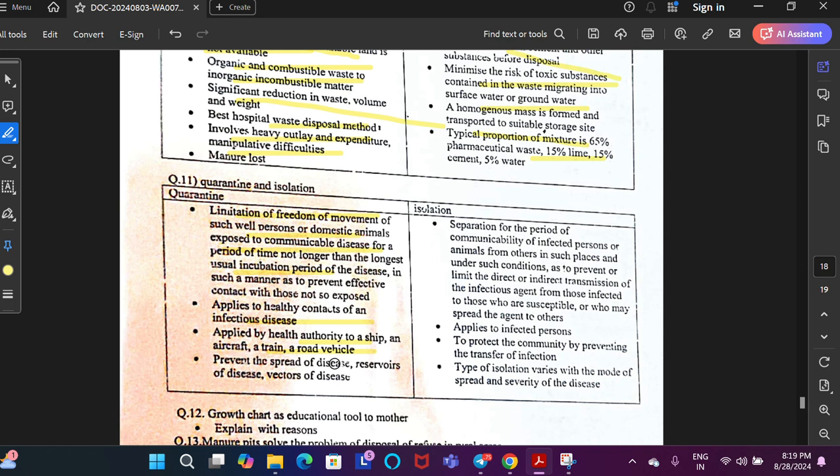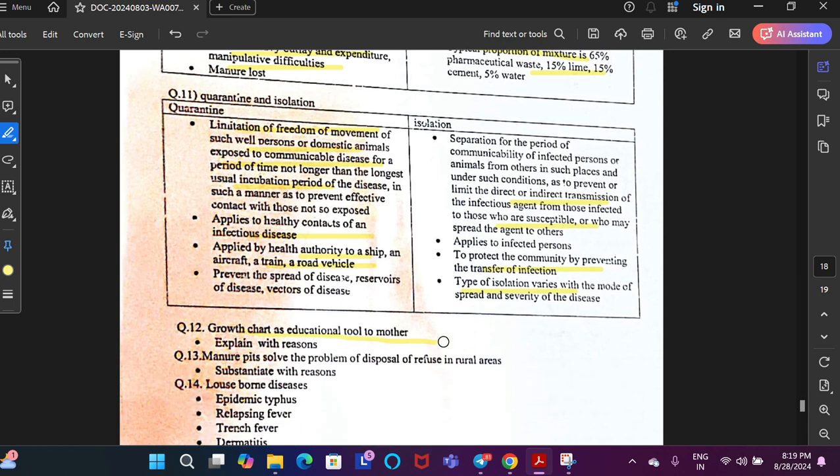Isolation is the separation, for the period of communicability, of infected persons or animals from others in such places and under such conditions as to prevent or limit the direct or indirect transmission of the infectious agent from those infected to those who are susceptible or who may spread the agent to others. It applies to infected patients to protect the community by preventing the transfer of the infection. The type of isolation varies with the mode of spread and the severity of the disease.